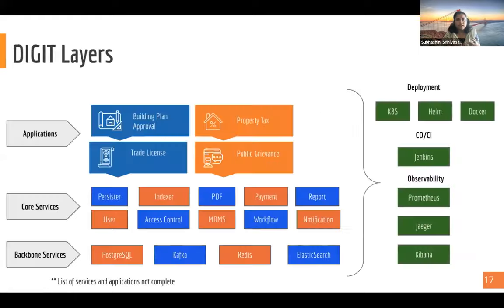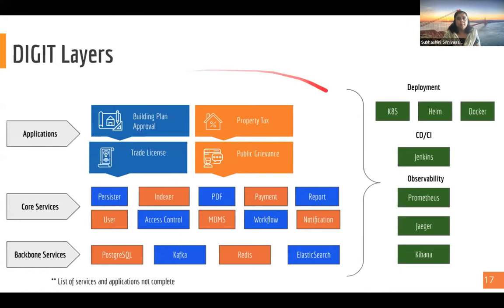This is again just another way of looking at the platform, nothing new or unique. Just wanted to give this view because in Digit we speak of backbone services, which is essentially your database, your queues, your caches, and your analytical database. On top of it, we call what is the core services. This is your core platform. We just discussed all these services just now, so I'll not go into it in depth.